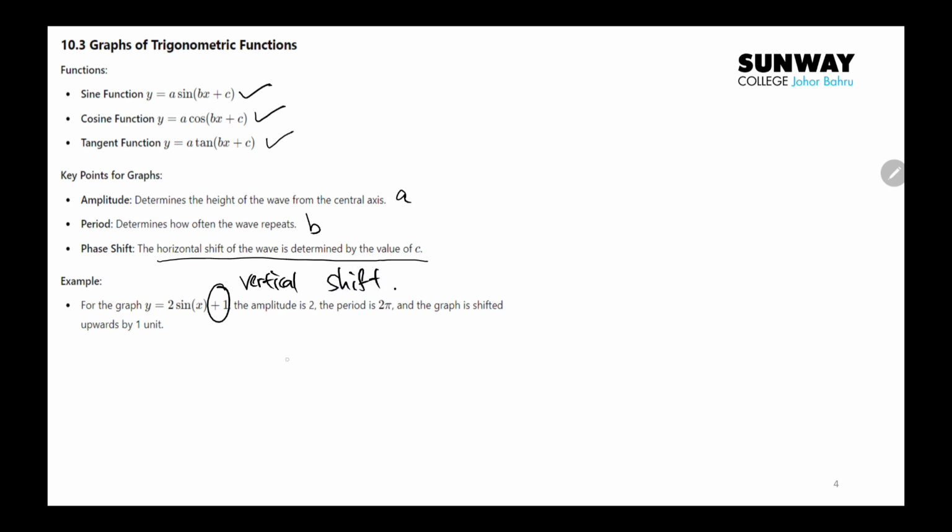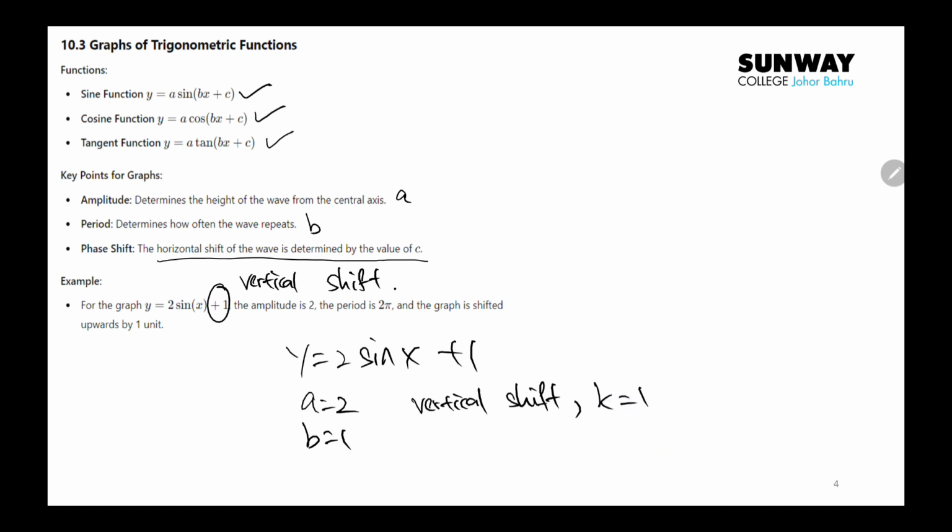And so in this particular case, y equals to 2 sine x plus 1, we can identify A equals to 2, B equals to 1, and there is a vertical shift, usually represented by the letter K, to be 1. So that's why we say amplitude is 2, period is 2 pi. Why is period 2 pi? Because of the formula, 2 pi over b. So b is 1, 2 pi divided by 1 is 2 pi. And the graph is shifted by a unit of 1 in the positive y direction, or upwards.